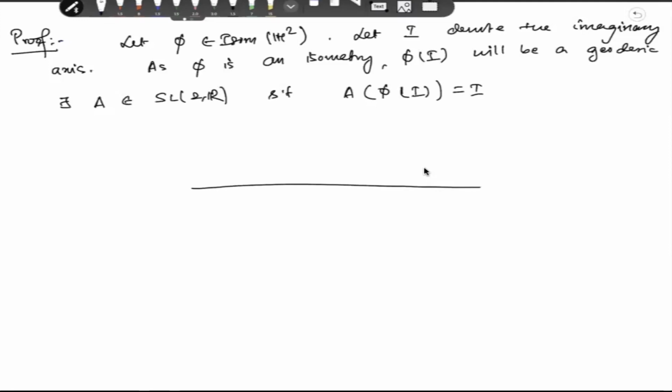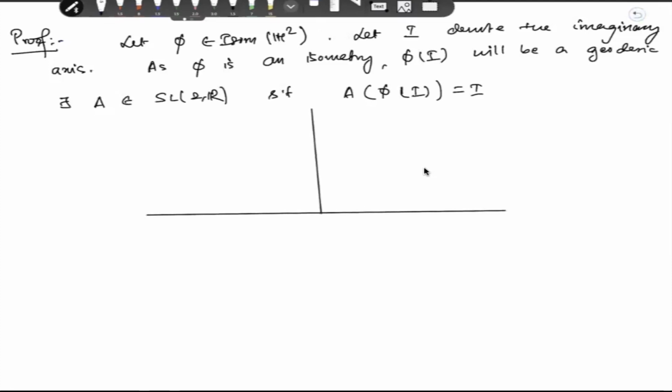Suppose this is my imaginary axis. And what phi is doing is taking this imaginary axis to some other geodesic. Let us take this to be my phi of I. We know that there exists an element of SL(2,R) such that A of phi of I is equal to I. So A will take this geodesic phi of I to I.